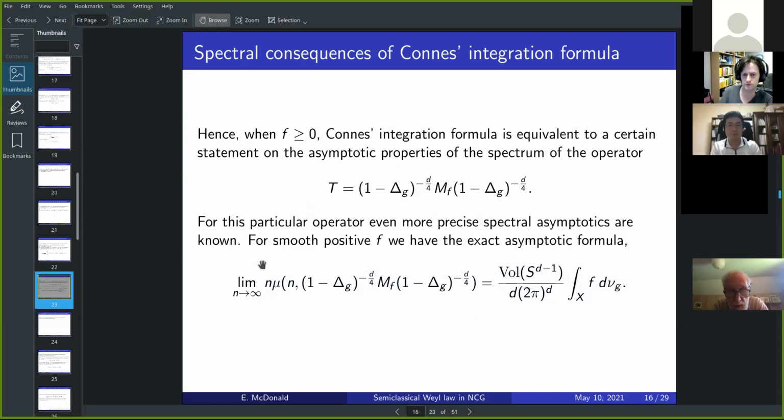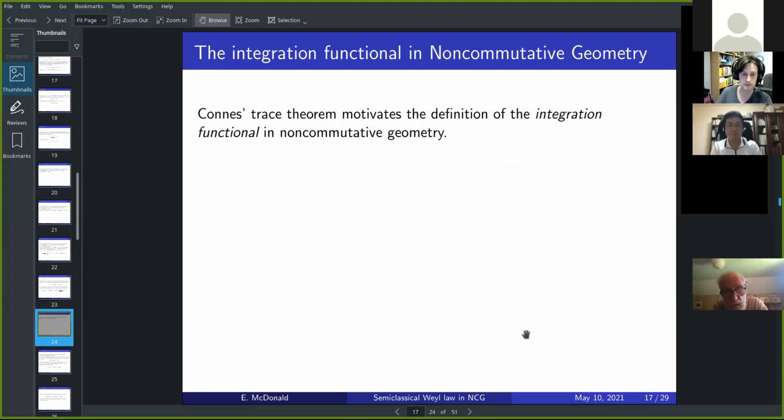I believe it's known not only that this formula holds, but it also holds for quite general negative order pseudo-differential operators, where this quantity on the right is changed to something appropriate. And also the remainder term is known. This sort of thing is outlined in Ivrii's books. But Connes' integral formula is different. And one of the reasons it's different is that it motivates the definition of the integration functional in non-commutative geometry.